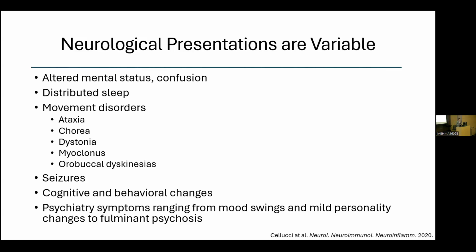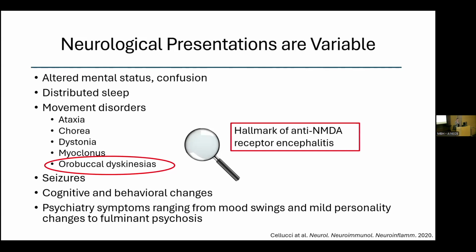Does anyone know which one of these movement disorders is really classic for NMDA? Again, this was a question for the trainees. All right, well, orofacial dyskinesia is definitely it. If you're seeing this in a kid, the mouth movements, lip smacking, jaw clenching, weird mouth movements, you definitely want to think of NMDA encephalitis.